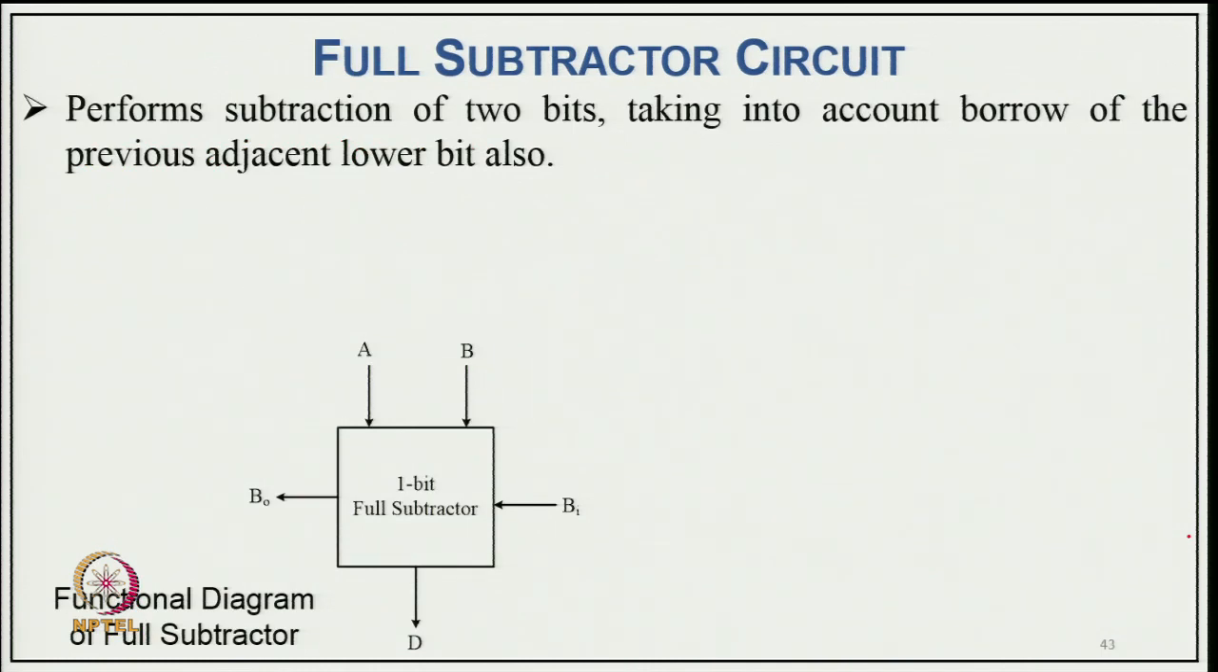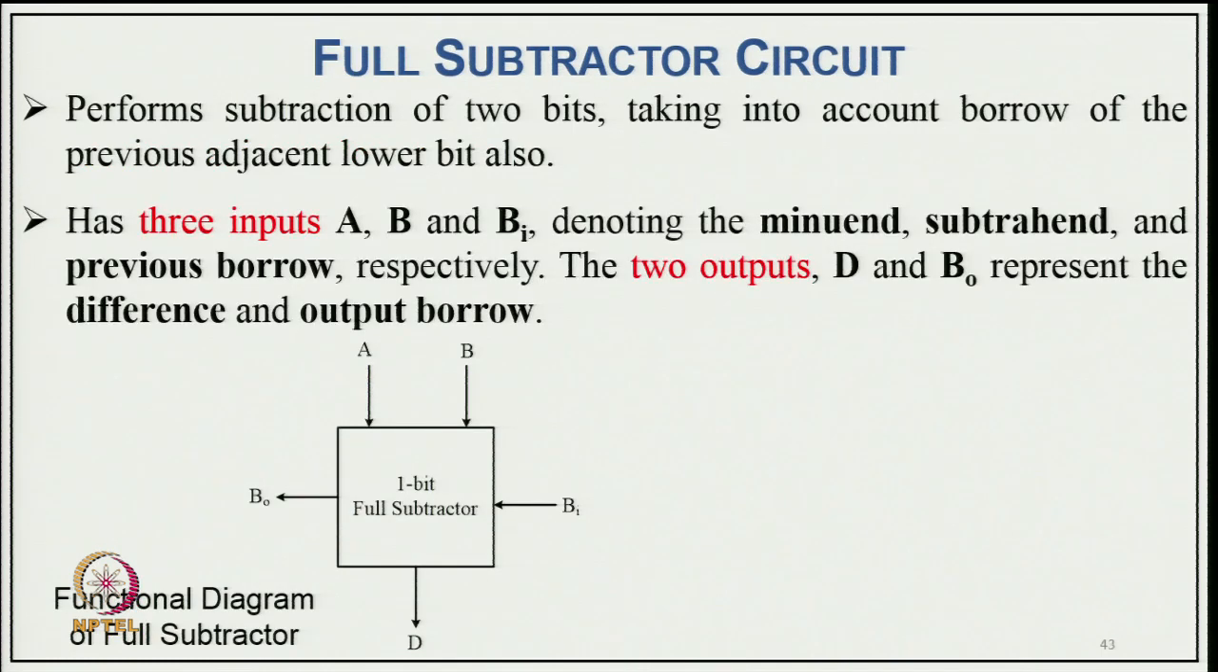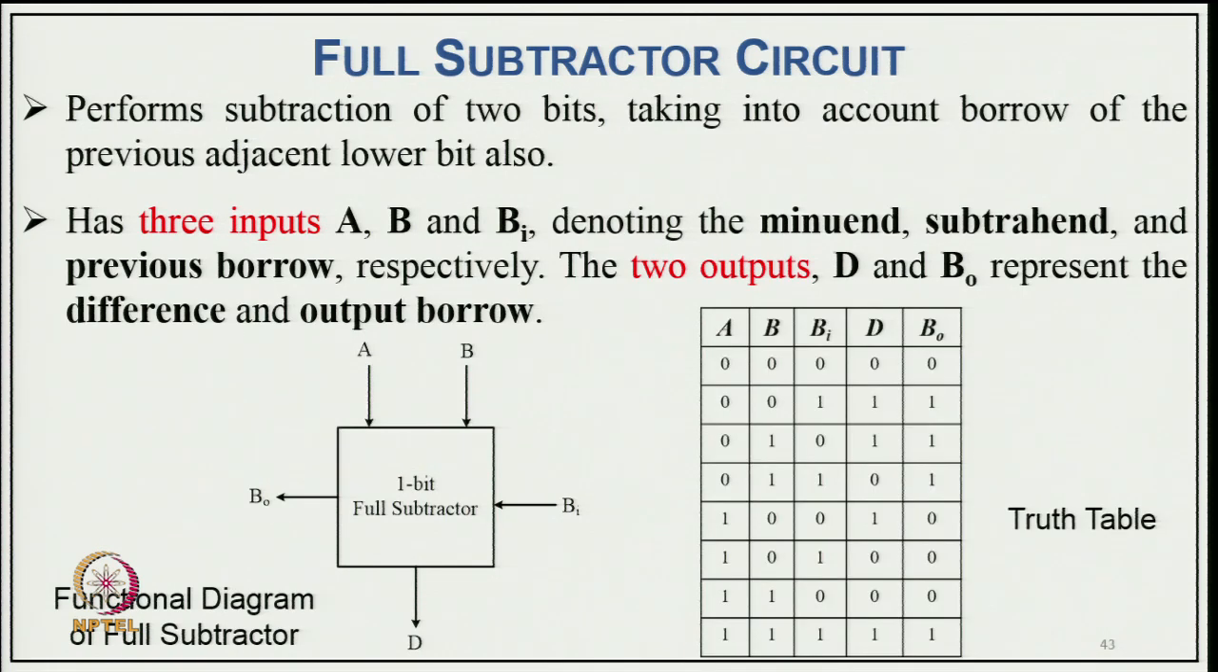Now, coming to the full subtractor, it performs subtraction of 2 bits, taking into account the borrow of the previous adjacent lower bit also. Here, the 3 inputs are A, B and borrow input, denoting the minuend, subtrahend and previous borrow respectively, and the two outputs are the difference and output borrow. This is the block diagram representation, where you have two inputs, one is the minuend and another is the subtrahend, and the third input is the borrow input, and the outputs are the difference and borrow output.